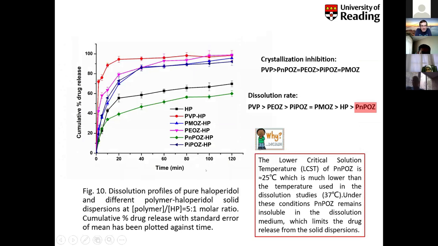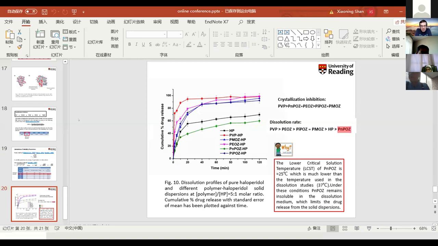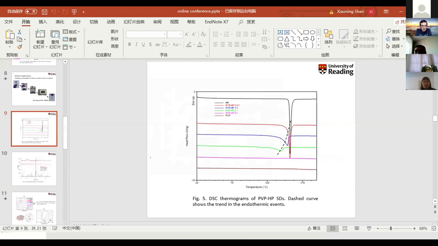Could you please answer the question? So you could check using DSC the interaction phenomena between haloperidol and PVP. And did you use the Gordon-Taylor equation in order to calculate the interaction phenomena? I didn't use that. Do you mean the equation to predict the miscible system? Yeah.